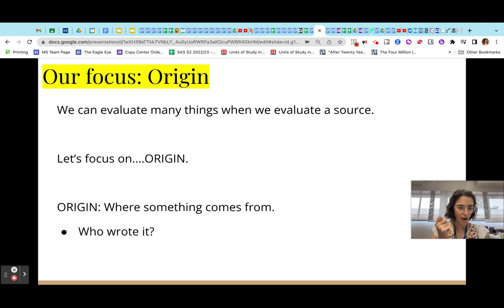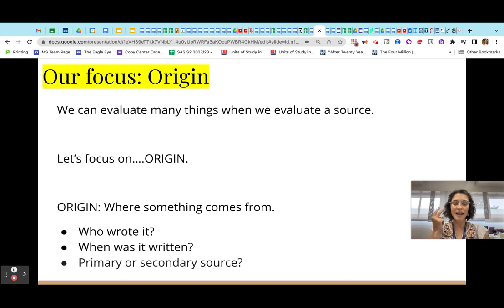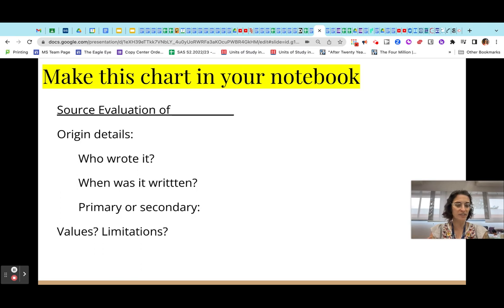So there are two key questions. Well, three really. Who wrote it? When was it written? And as a result of those two pieces of information, determine: is it a primary source or a secondary source? Okay, so we can take notes on a source with these questions. Origin details: who wrote it, when was it written, primary or secondary?